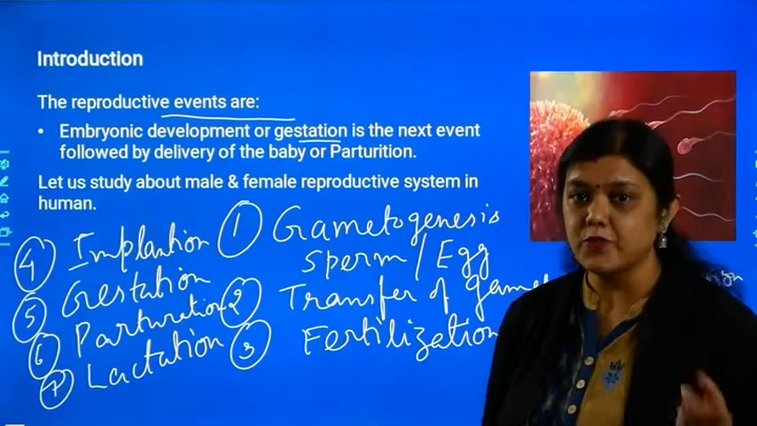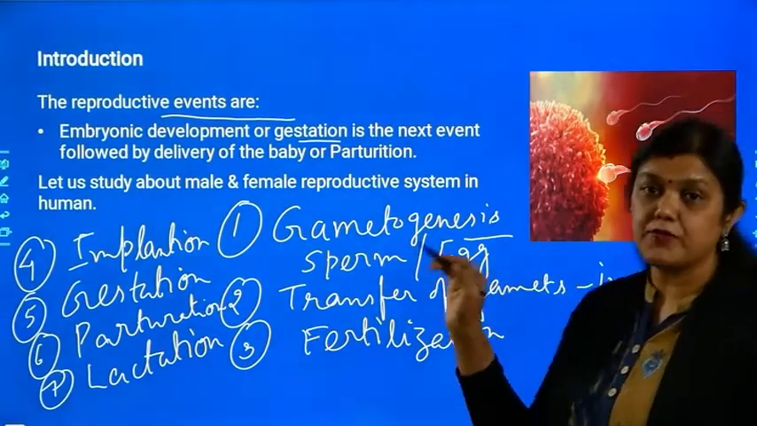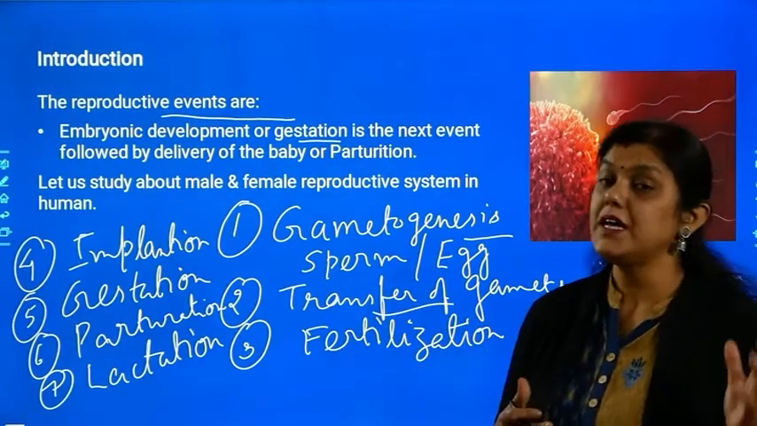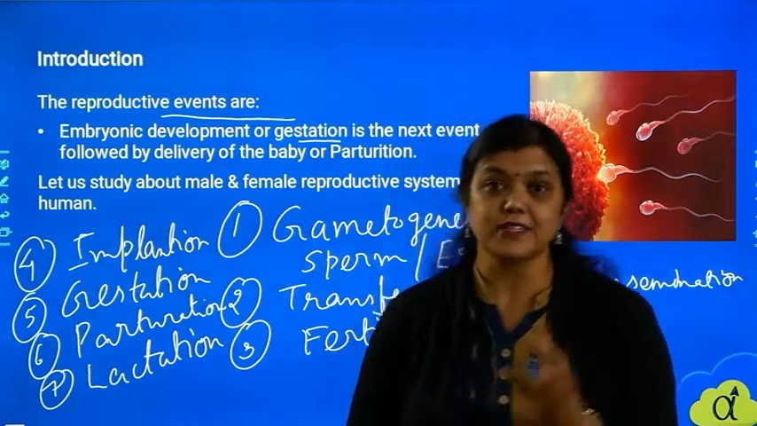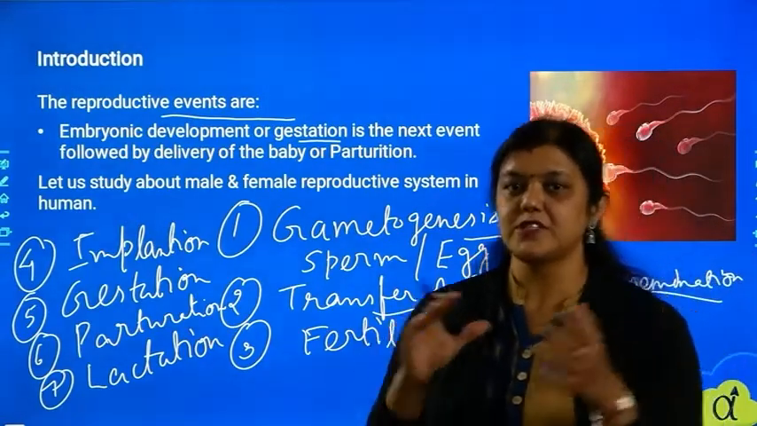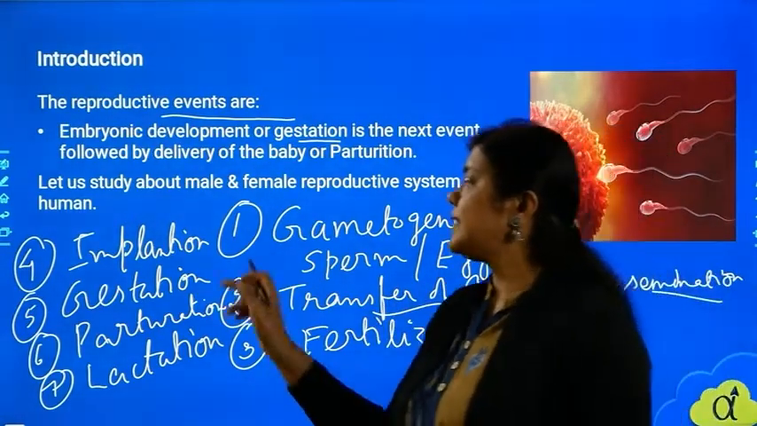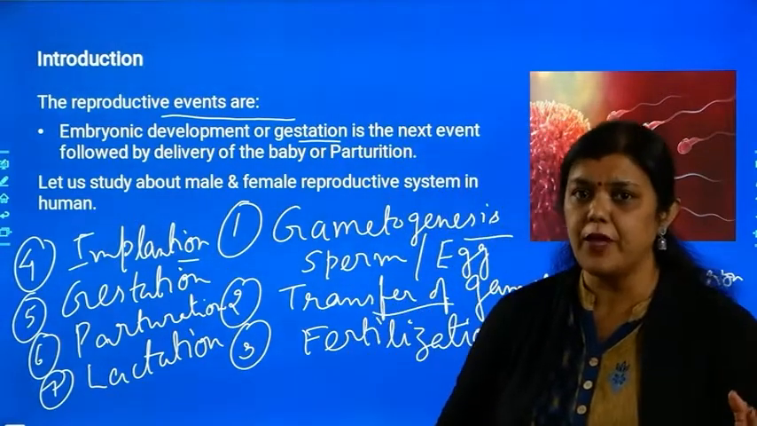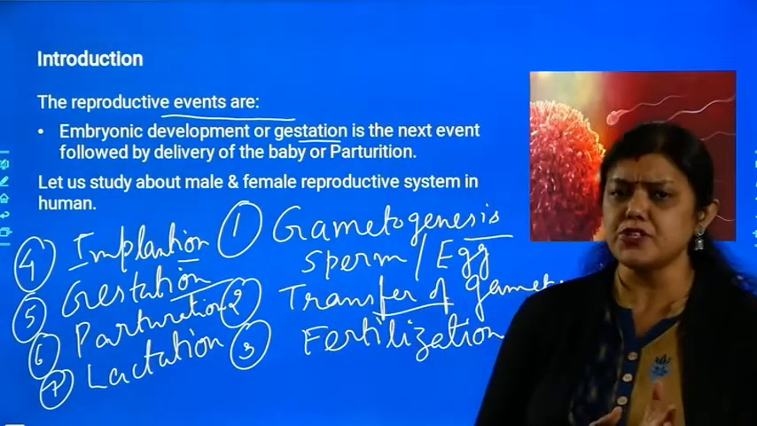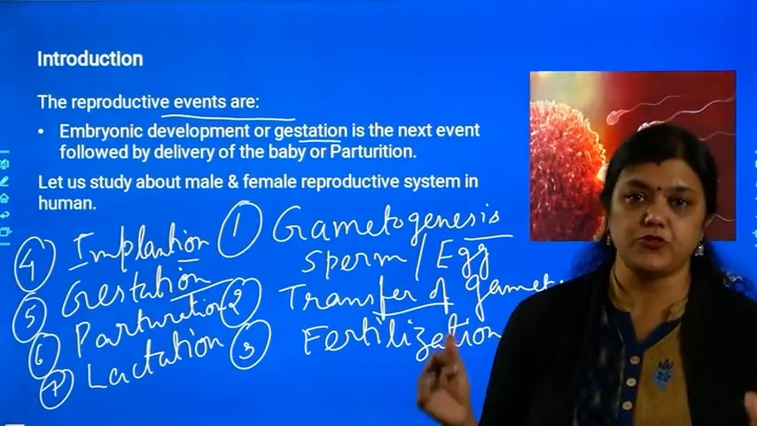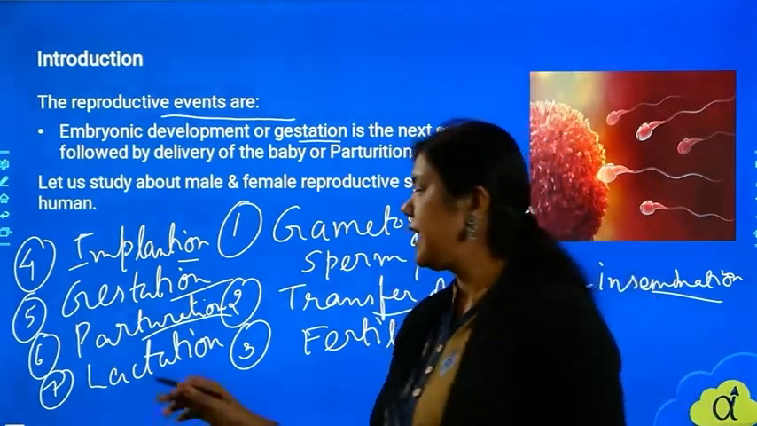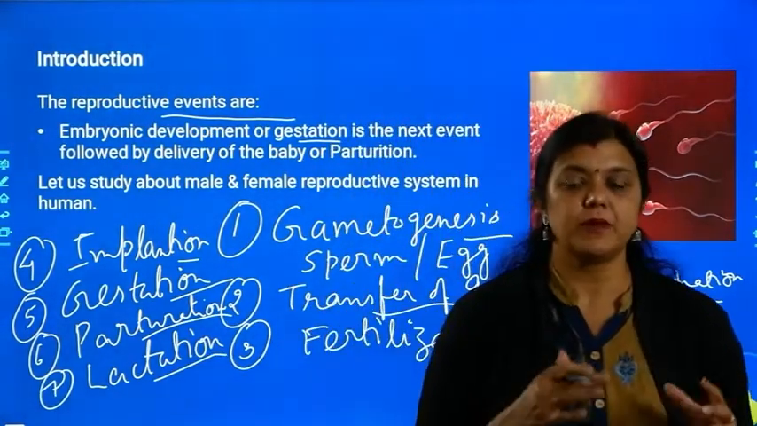So what are the steps now? Let us quickly revise one more time. Gametogenesis, that is formation of egg and sperm in the female and male body. Then transfer of gametes, that is transfer of the sperm to the female genital tract, also called insemination. Next comes fertilization, combining of male and female gamete. Then implantation, fixing of the embryo to the uterine wall. Then gestation, the period when the baby is growing in the mother's womb. Followed by parturition, giving birth to the child. And the last process is lactation, when the mother is feeding the baby.